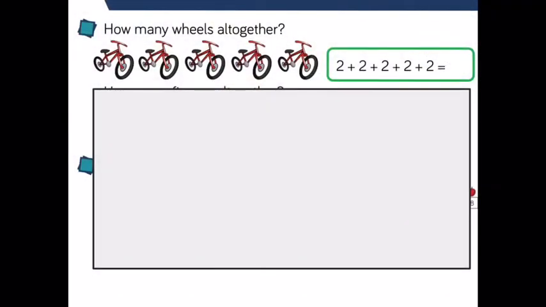Our first example is we have 5 bicycles. On each bicycle there are 2 wheels. So 2 plus 2 plus 2 plus 2 plus 2 we know is 10.